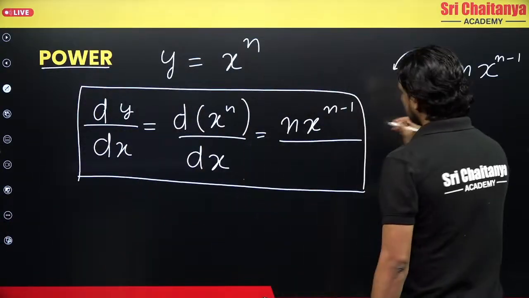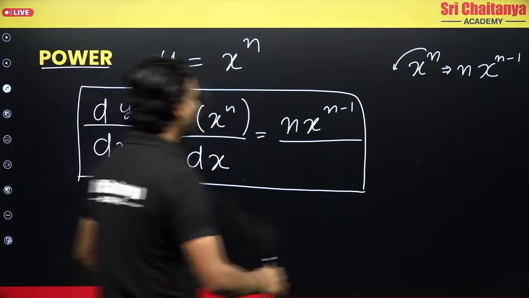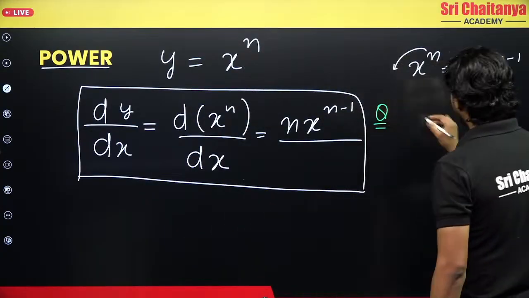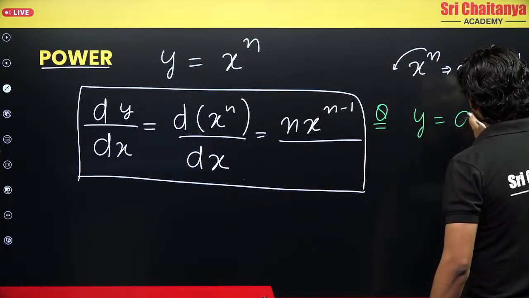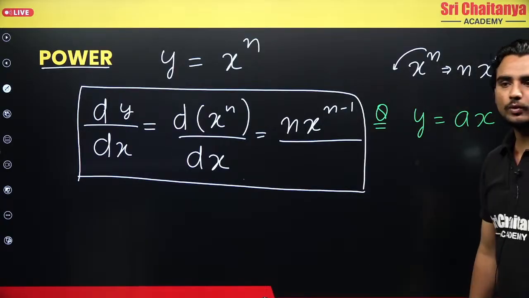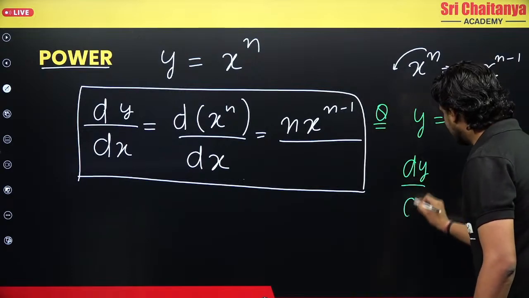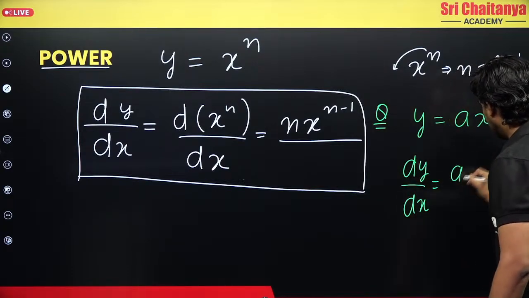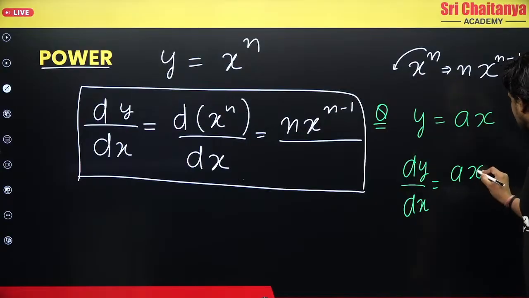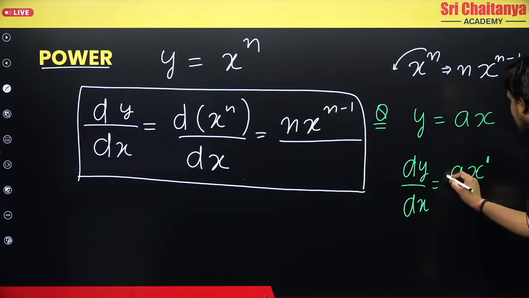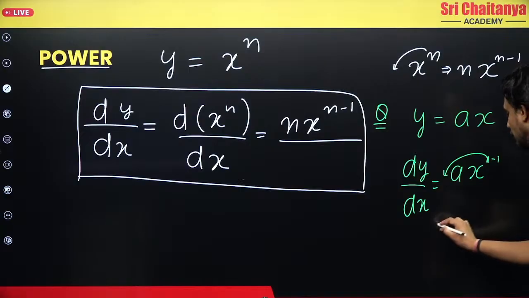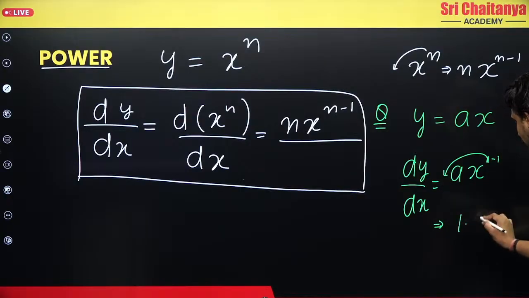Now let's do a quick example. Let's say my function y is a into x. What is the differentiation for this? dy by dx is equal to d of a into x. And what is the power here? The power is 1. Now when I differentiate this, the power comes forward and I subtract 1 from it. So this power will come forward: 1 into a into x power 1 minus 1.